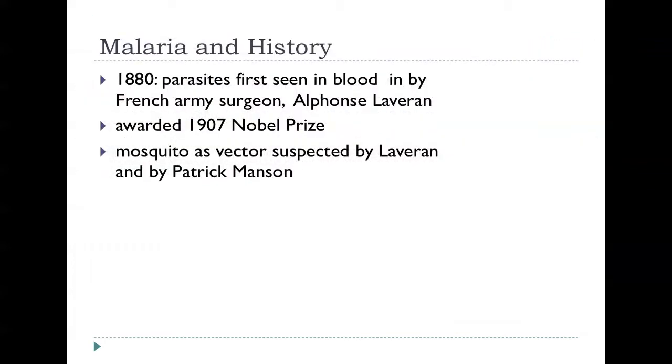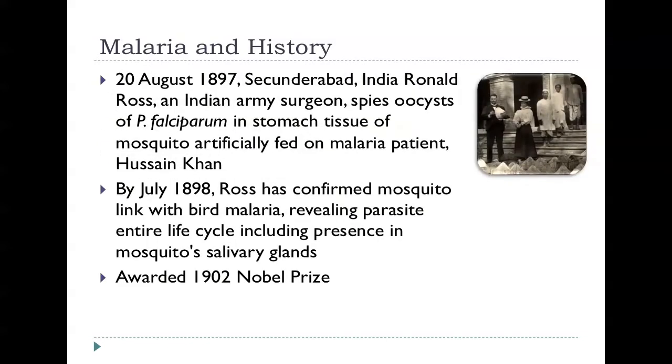In terms of history, malarial parasites were first seen in 1880 by a French army surgeon, Alphonse Laveran. And for that discovery, he was awarded one of the first Nobel Prizes in 1907. He suspected, and one of his contemporaries, Patrick Manson, they both suspected that mosquitoes were transmitting the parasites, but they didn't have any direct experimental laboratory evidence for that. That came from this guy here, Ronald Ross. You see a typical Victorian gentleman.